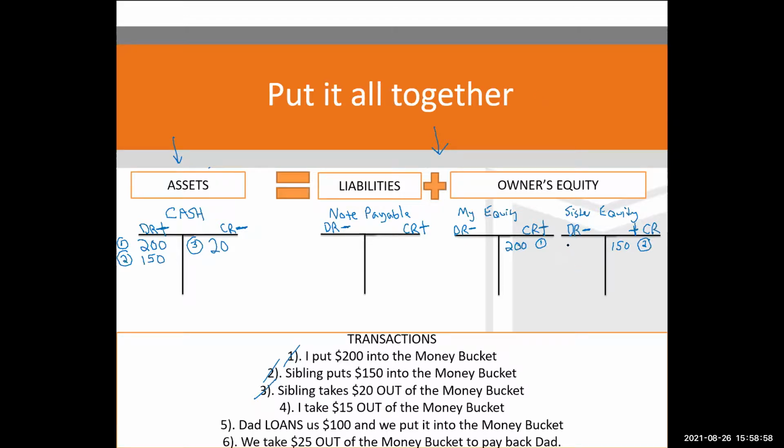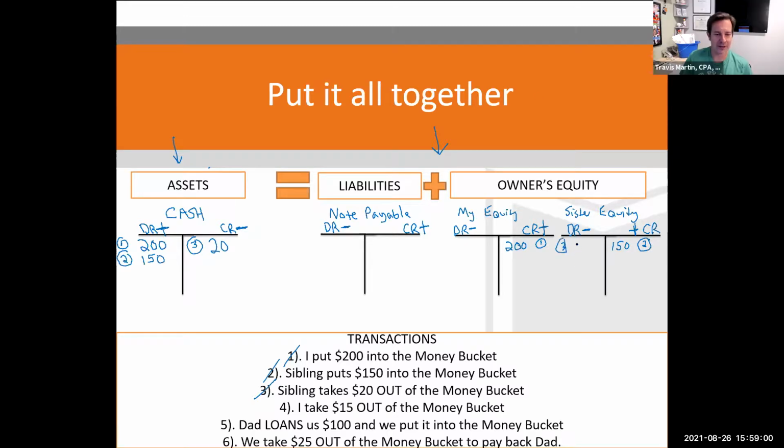All right. Yeah. So I'm talking about number 3. So we're taking 20 out of her equity because she pulled that money out. So notice we have the cash account going down. So the asset side's going down and then the equity side's going down. Both sides going down 20 bucks. We come along, same idea. We take out 15. So I'm going to credit the cash account 15. I'm going to take my equity down 15 with the debit. Debits and credits are equal.